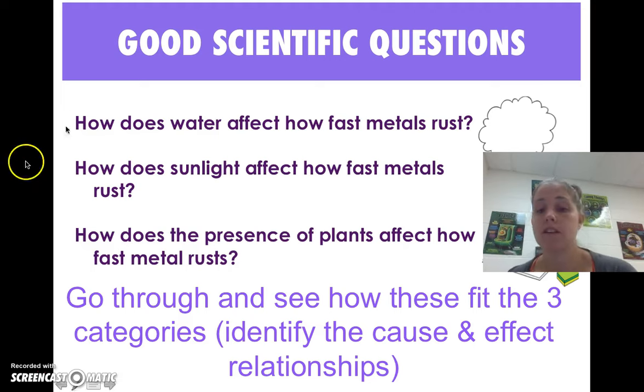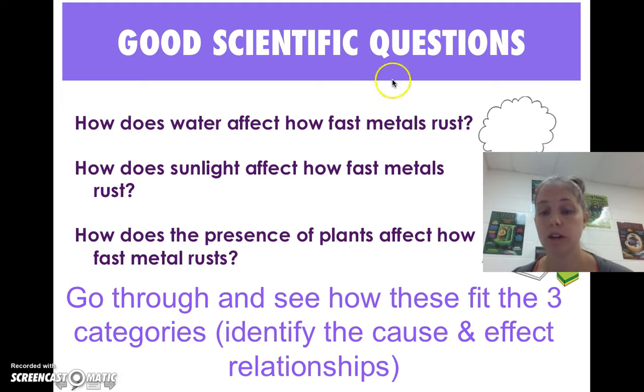And finally, how does the presence of plants affect how metals rust? Well, the presence of plants would be our cause, and how fast metal rusts would be our effect. So that is a cause and effect relationship. It's testable because we can put metal next to plants and metal not next to plants and see which one rusts faster.